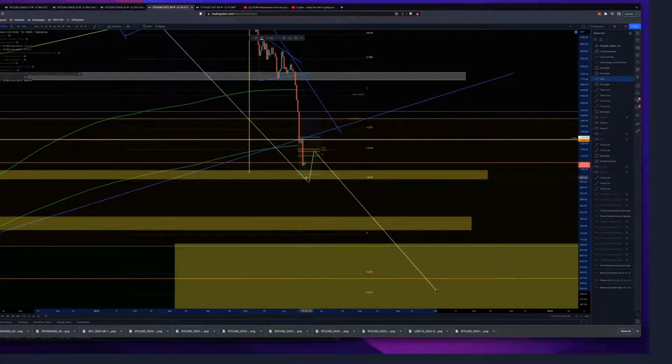If Bitcoin was to go down, wick around, Ethereum might just drop a fair bit, and then we get this move to the upside where this could be a good position to short.